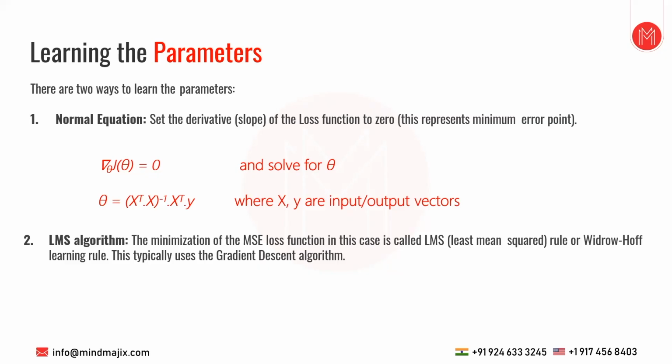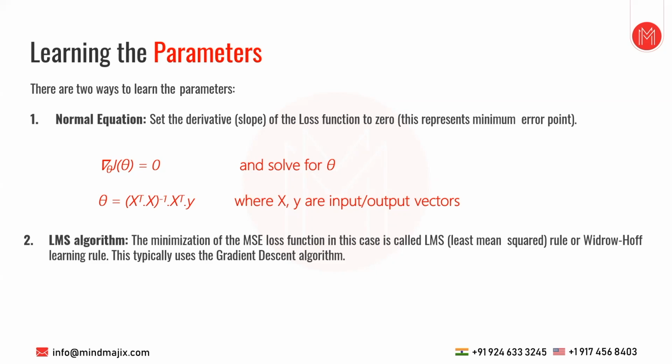The normal equation is a basic approach, but now we have to talk about one of the important parameter learning techniques, and that is the LMS algorithm. LMS stands for the least mean square algorithm. The minimization of the MSE loss function is called the LMS least mean square rule or the Widrow-Hoff learning rule. Some people use the LMS technique, and some know it as the Widrow-Hoff learning rule. This typically uses the gradient descent algorithm, and in machine learning the gradient descent term is very popular.